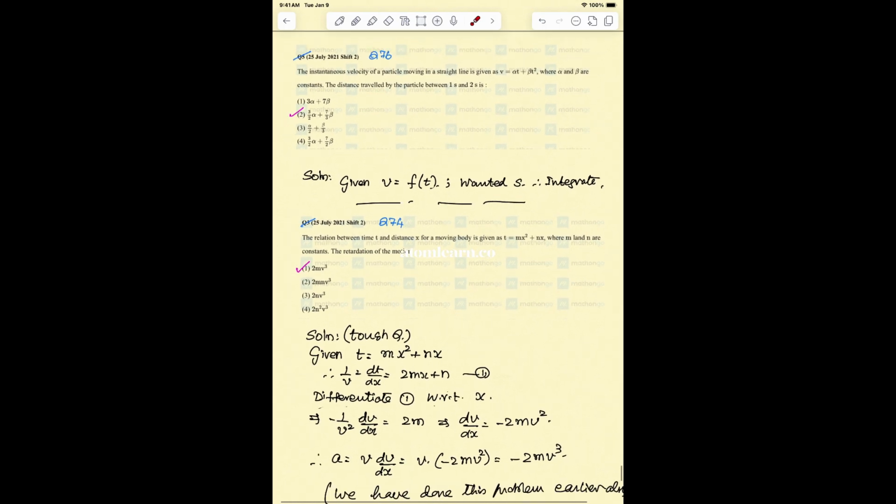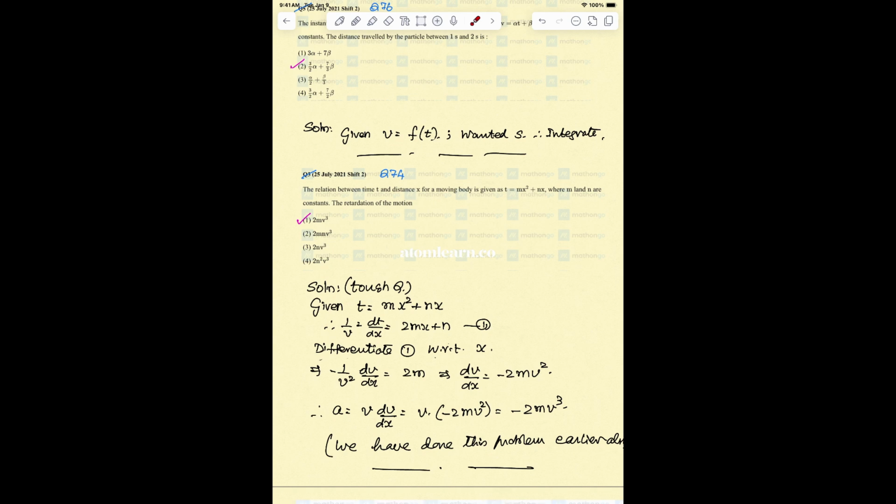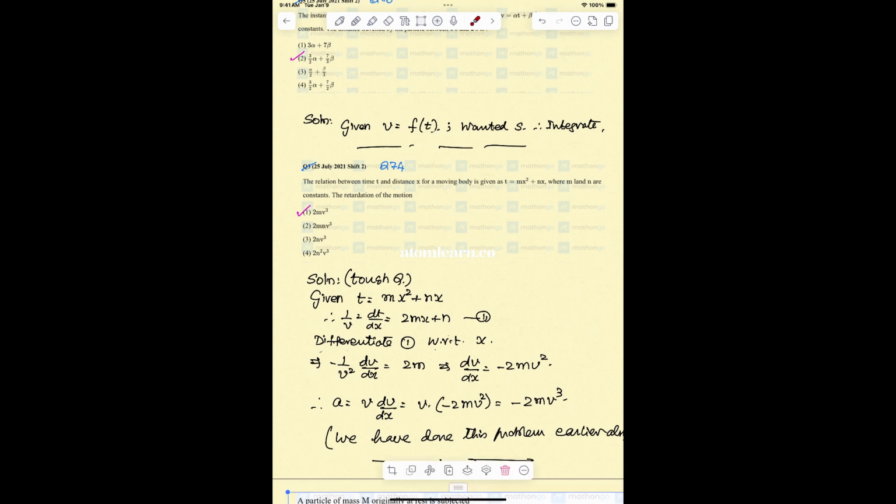Straightforward. Okay, next question. A relation between time t and distance x for a moving body is given by t equal to mx squared plus nx, where m and n are constants. The retardation, that is, acceleration, will become a negative value. Now see how the working is given. Because t is given as a function of x, you take dt by dx, which stands for 1 by v, equal to 2mx plus n. This is the first equation.